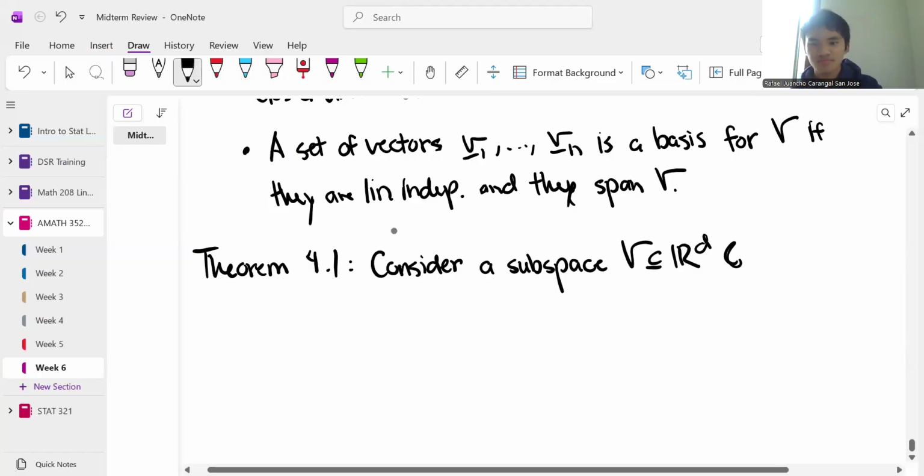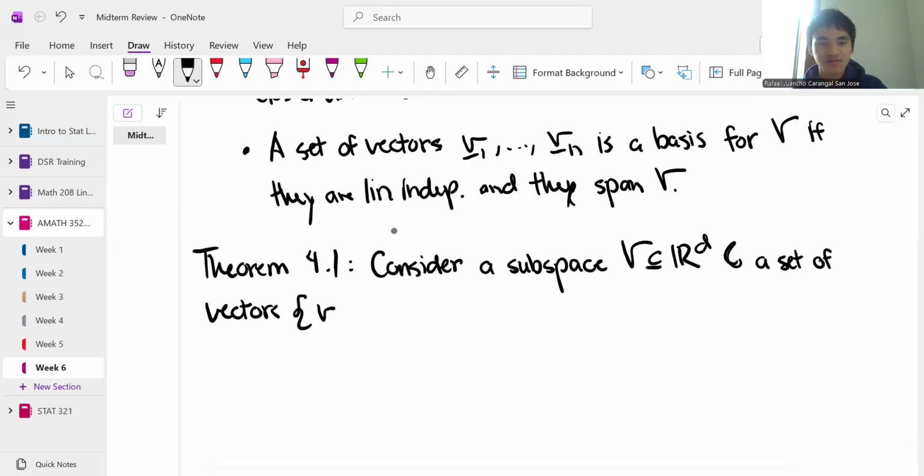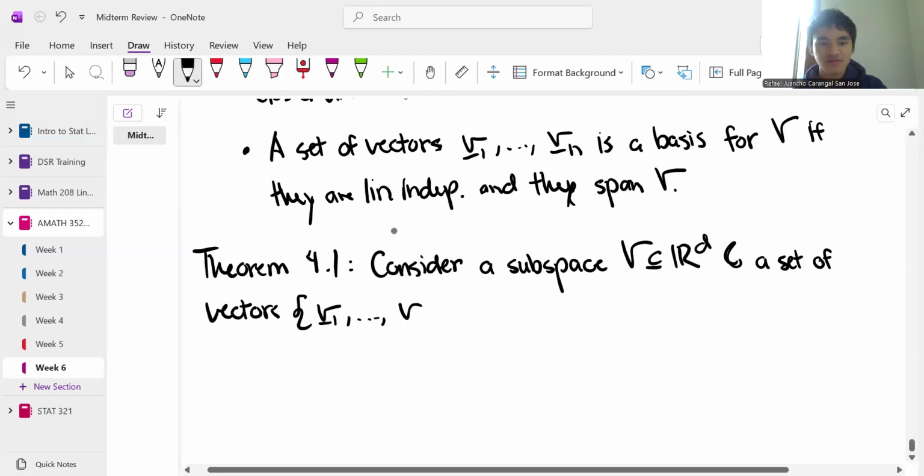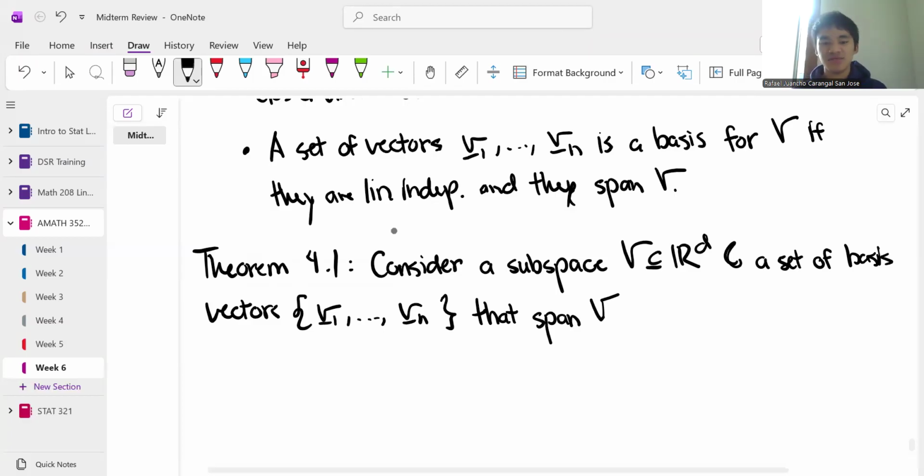and a set of vectors. So we have a subspace and a set of vectors, V1 to Vn, that span the subspace V. I forgot to add the word basis. So meaning they are linearly independent and they span that subspace V.